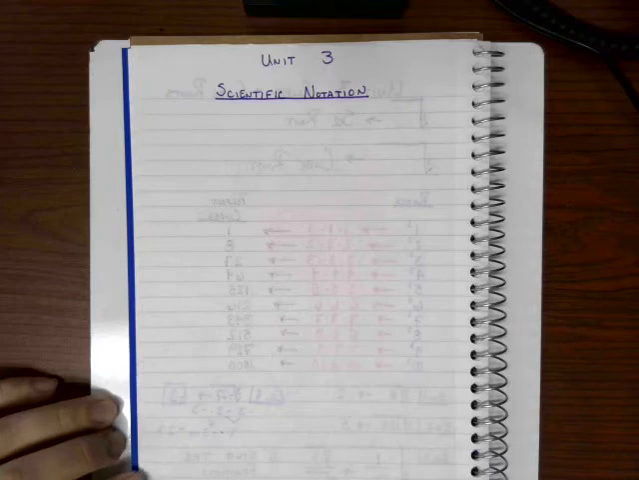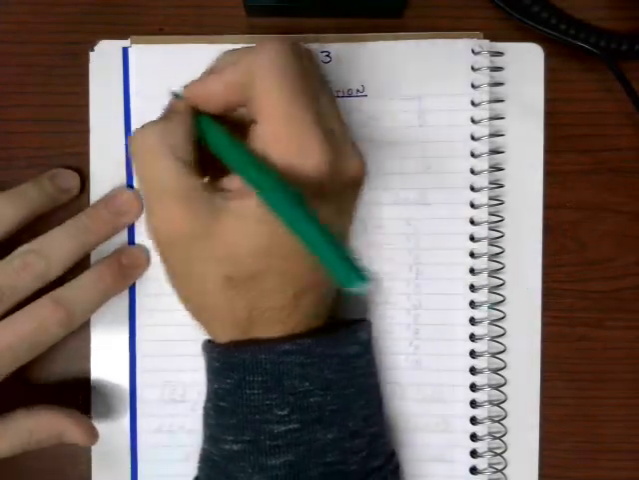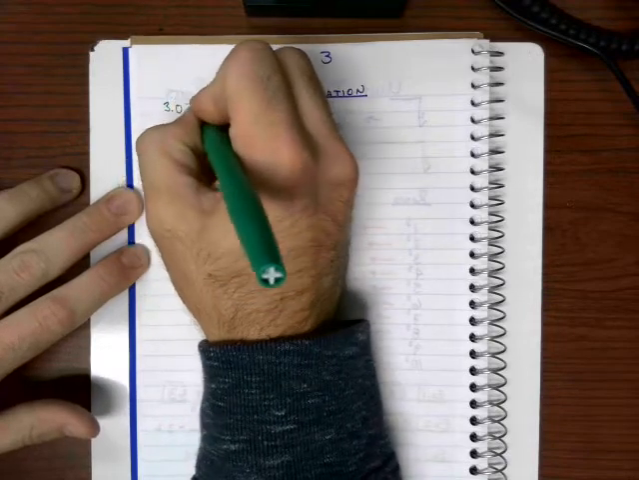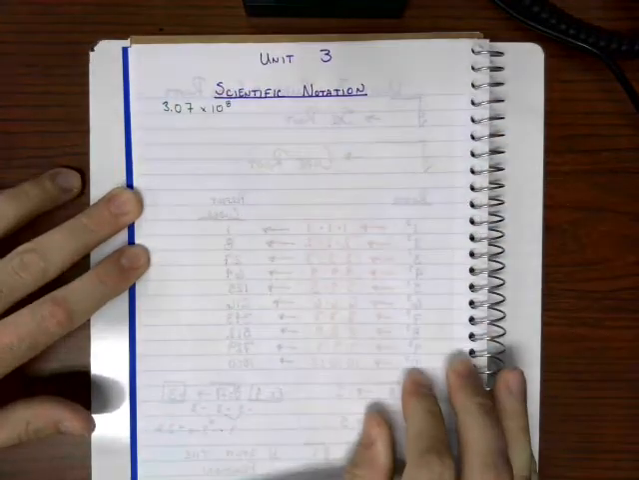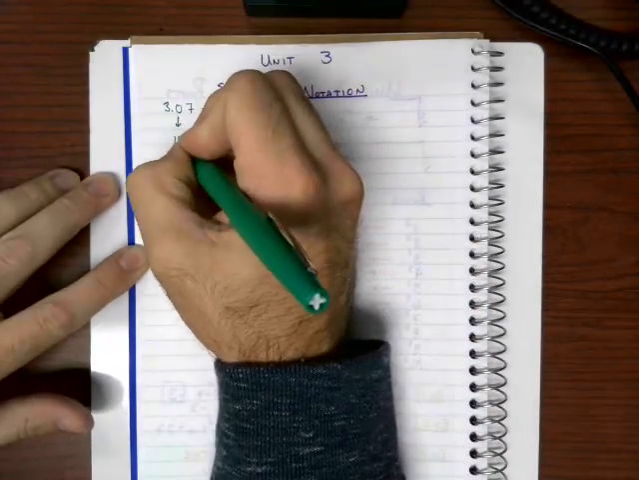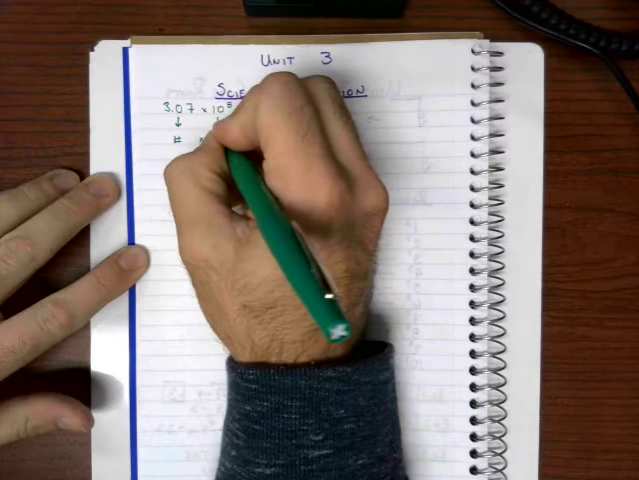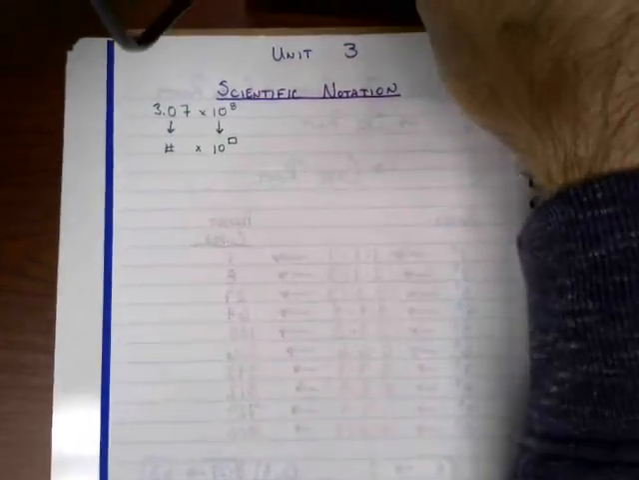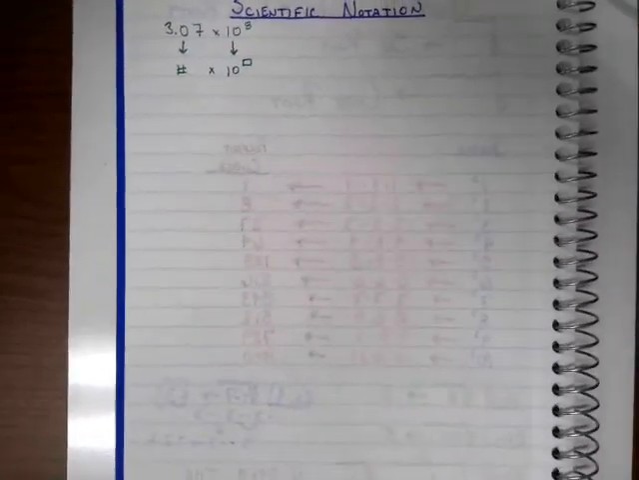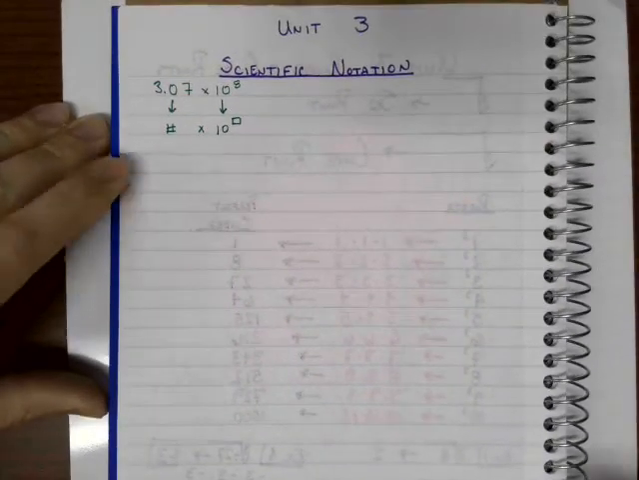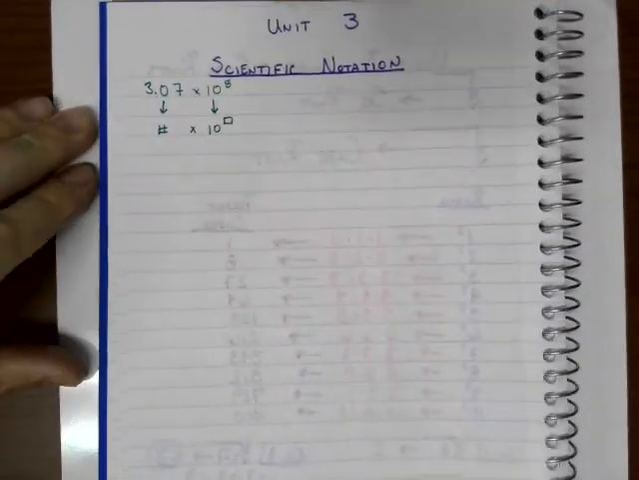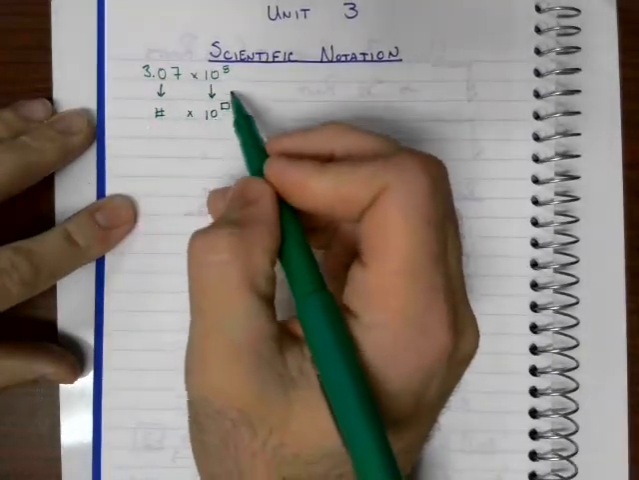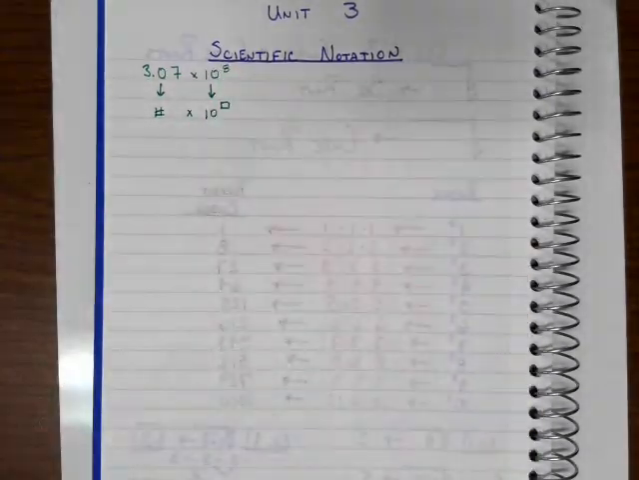Okay, so a scientific notation example would be if you had 3.07 times 10 to the eighth power. It is written as a number times 10 to an exponent. All right, so you have your number, then you have 10 raised to a certain exponent. This exponent can be positive or negative.